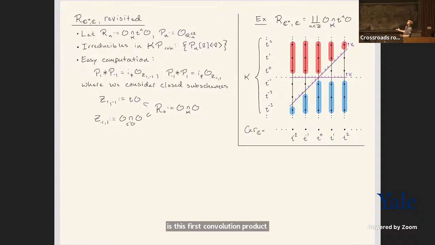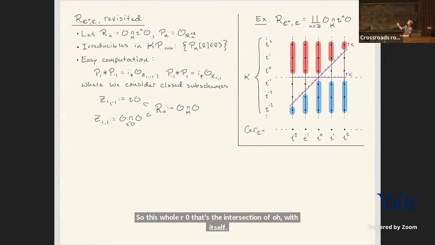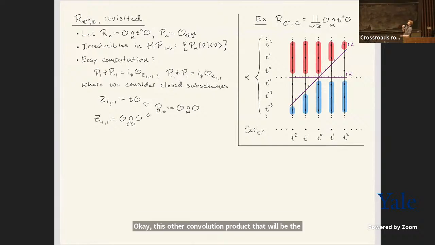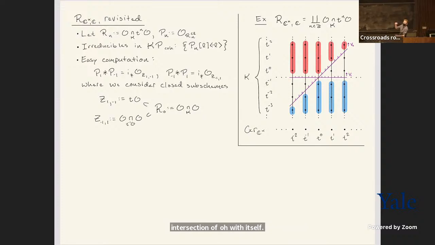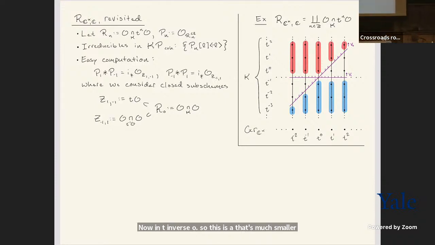The other product is a kind of dual thing. It's the structure sheaf of the derived intersection. So this whole R0 is the intersection of O with itself in K. This other convolution product will be the intersection of O with itself now in T inverse O. That's much smaller than K. It's just one dimension off. O is codimension 1 inside that.